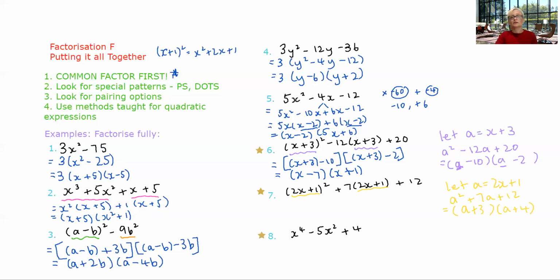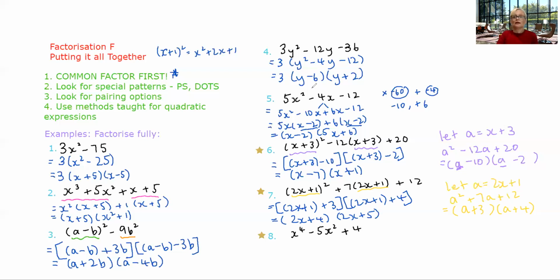So again, let's just go back and say, well, a was actually our 2x plus 1, so we're going to get 2x plus 1 plus 3, 2x plus 1 plus 4. And again, it's not really necessary to have 2 lots of brackets there because there's really just 1 outside of this one. Collecting like terms, 2x plus 1 plus 3 is 2x plus 4. 2x plus 1 plus 4 is 2x plus 5.